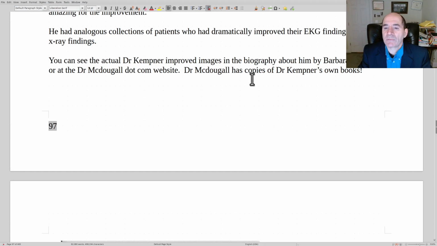If you go to Dr. McDougall's site, you can see the actual research books that Kempner himself wrote. If you want to read a good biography, the one about him by Barbara Newborg is quite good. It's a little bit gossipy about all the people involved, but it's also good on the science. She was a doctor who worked with him, like his assistant.